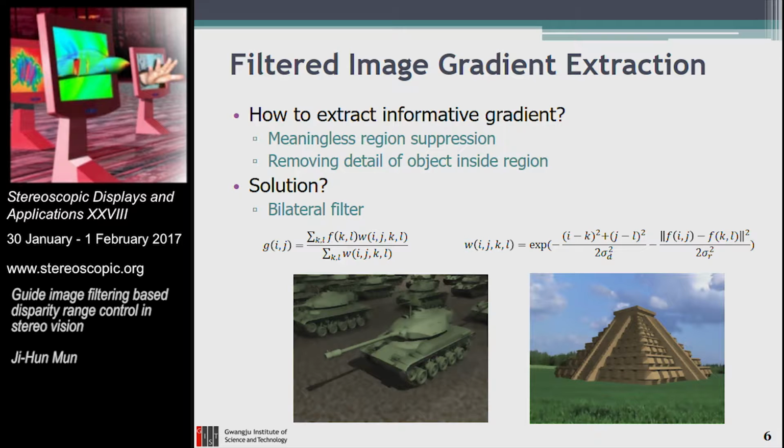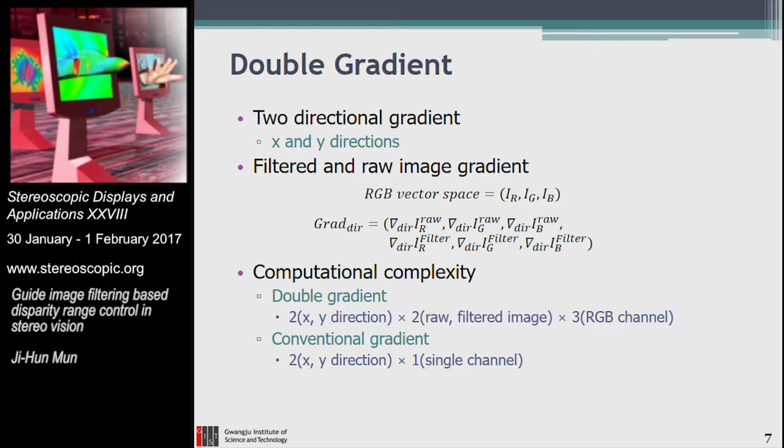And from this smoothed image, we generate the directional gradient information. Especially, we consider the x and y directions. And also, we assume that the image has the RGB vector space. And then you consider this gradient information from the raw image and the filtered image. Here, the filtered image represents the bilateral filtered result, and we also consider the directional information, the X and Y directions, and the RGB channels.